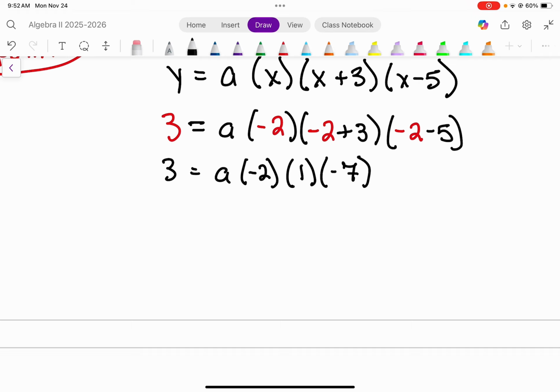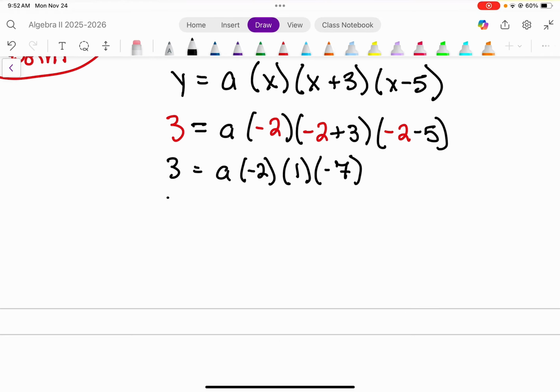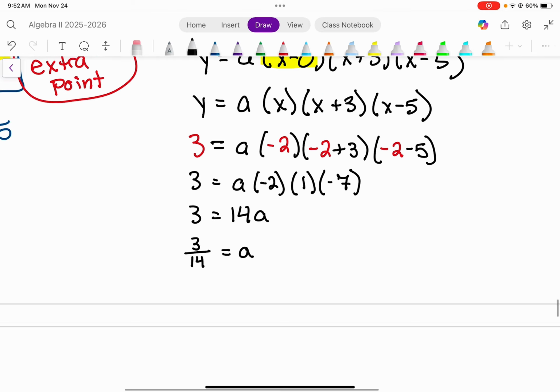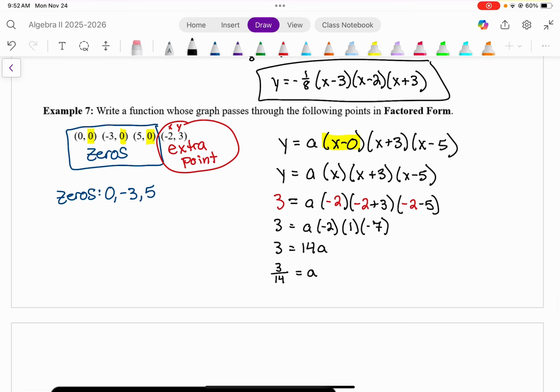And this would be on the calculator part, so if you struggle with your integers, you can use that to help you get the correct answer. And this one would end up being positive 14a. And when we divide, we would get 3 over 14, I don't know where I got 13 from, equals our a value.